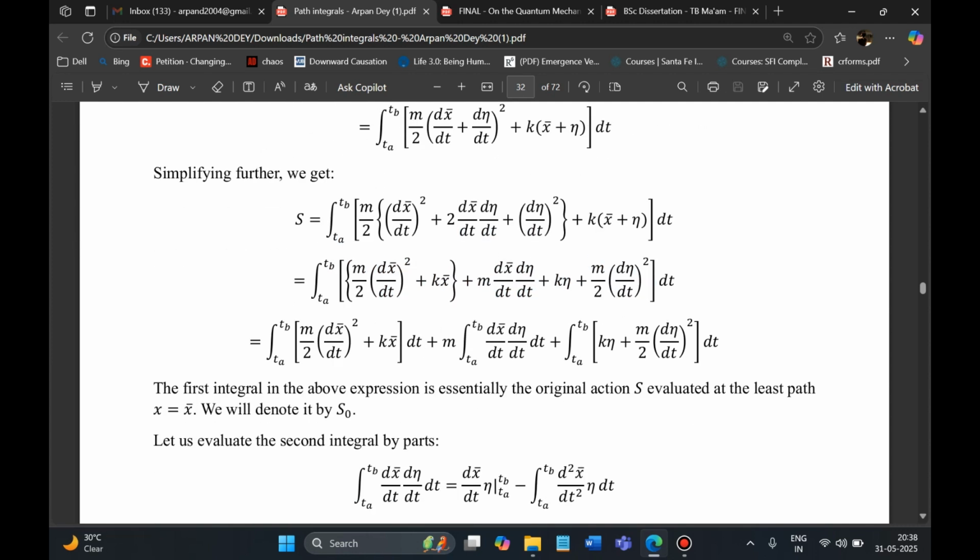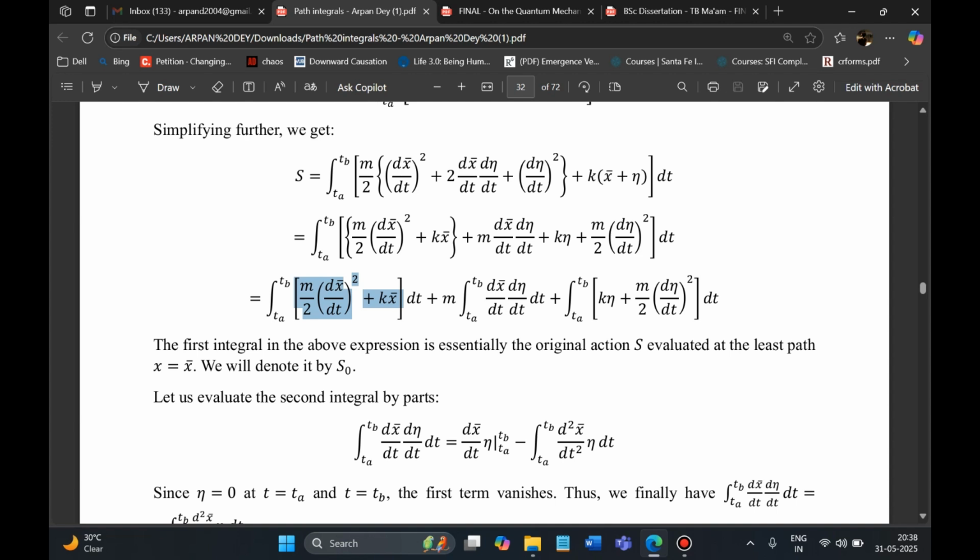Now you take all the x bar terms together. So here we have an x bar, here also we have an x bar. Keep this out for now, and here we have kx bar. So these terms you group together. And what else do you have? This term you just write here. This term has m over 2 outside, so this 2 and this 2 will cancel, so we ultimately have m dx bar dt d eta dt, and finally we have k eta from here. And we have this term, m over 2 multiplied by d eta dt whole squared.